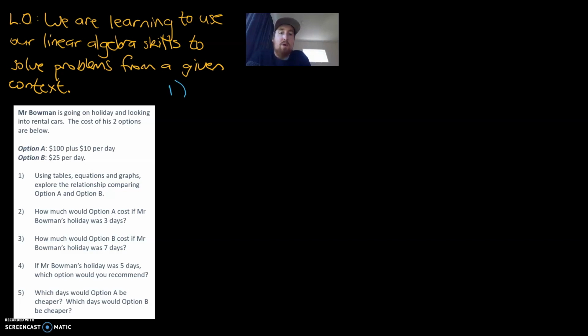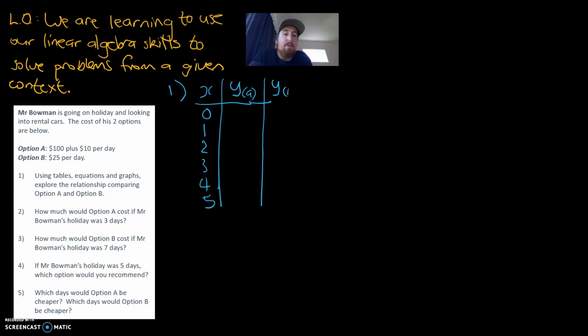So a lot of work to do for this first question. The first one is explore the relationship. So let's call the x-axis the number of days. So let's say you've gone away for 0 days, 1, 2, 3, 4, and we'll stop at 5, but that would go down for a bit more. And y would be the cost of those days. So let's have a look. I'm going to write option A, and then next to that, I'm going to do option B as well, and we'll be able to explore that.